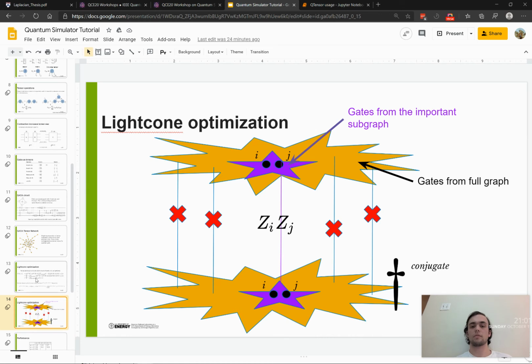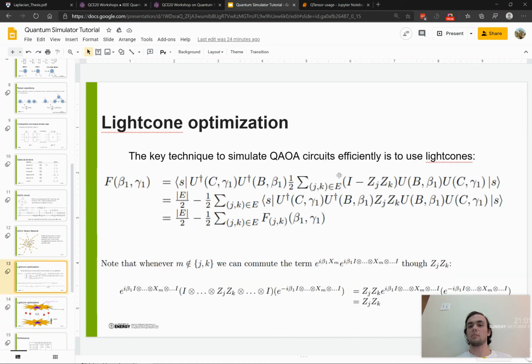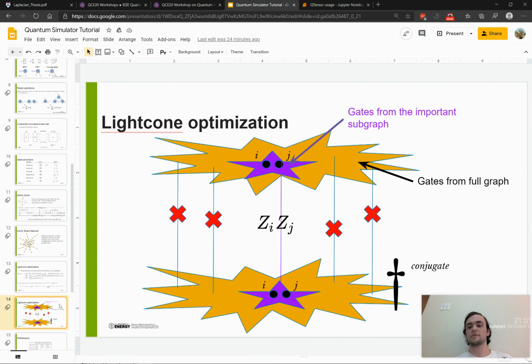The cost function for QAOA is a sum over different edges. Here, this is the summation inside, and the operators that you sum over are local. They act only on 2 qubits. So you want to consider only a small subgraph that is centered around those 2 qubits.